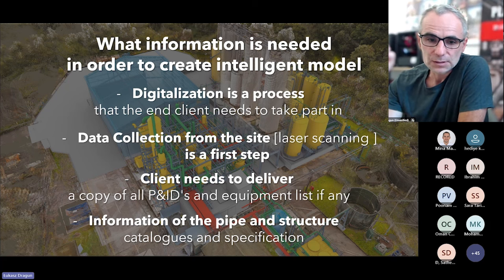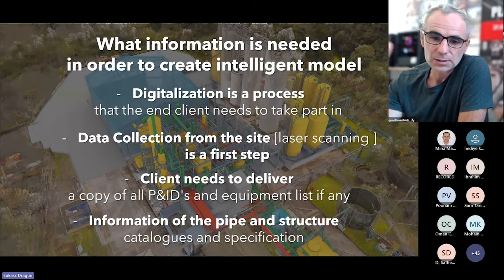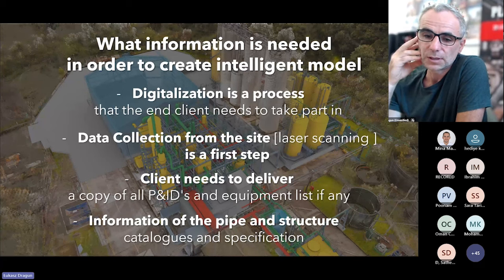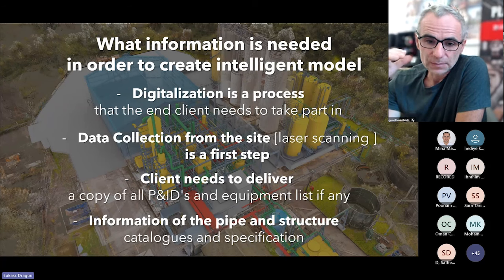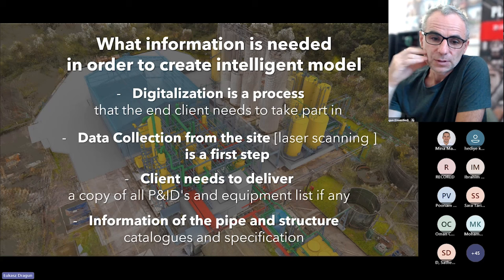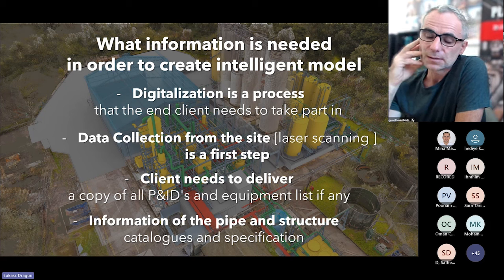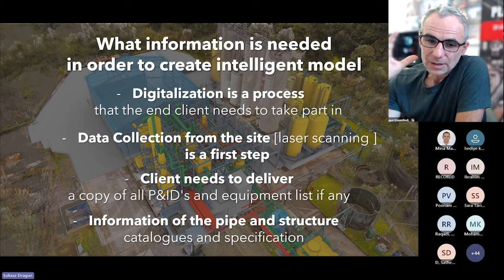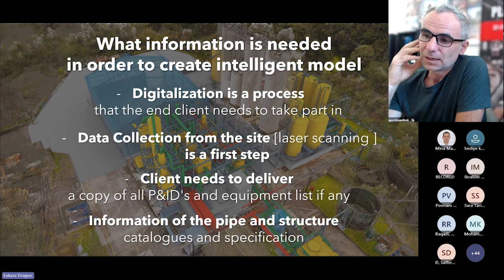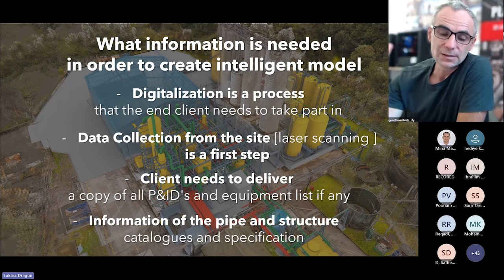So the first stage is just the data collection from the site, just the laser scanning, as Łukasz earlier explained. This is quite straightforward. Usually this process is relatively fast, but this is just the first step. The next step, the client needs to deliver everything it has, all the documentation, mainly PNIDs, but also some equipment lists, etc. But as mentioned, quite often PNIDs are very old, not up to date, and sometimes non-existing.